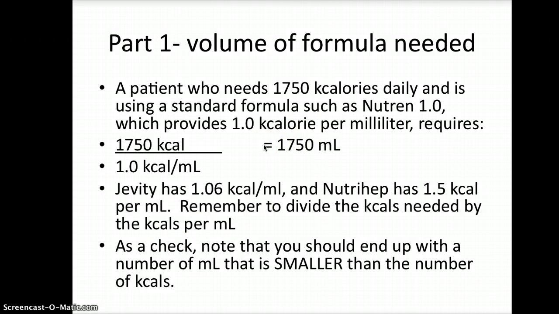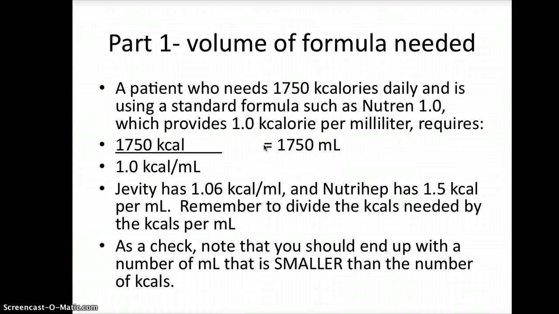Okay, so you're going to use Appendix G in the back of your book. If you look in Appendix G, look up the formulas. I believe we're using Gevity and NutriHep. You should find those in Appendix G and look at the information for each nutrient in there: calories, protein, carbohydrate, and fat. The first thing that we're going to look at is how many calories per milliliter does the formula deliver? I'm going to use an example that has 1 calorie per milliliter.